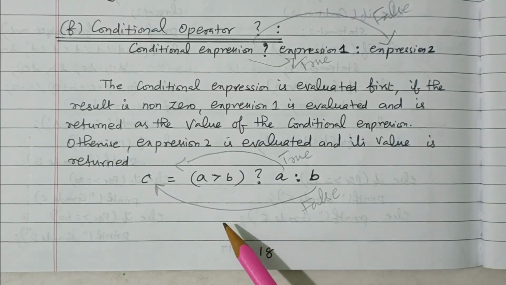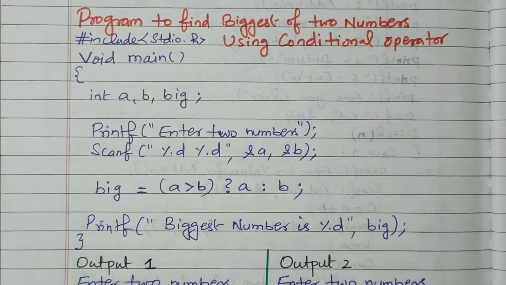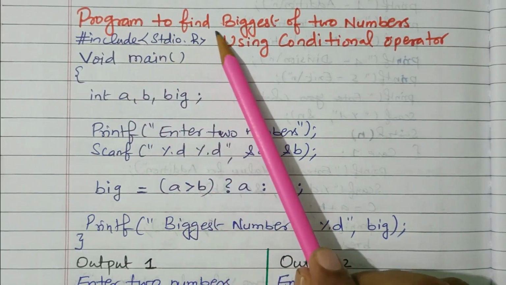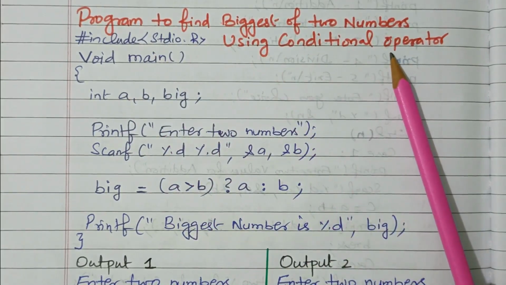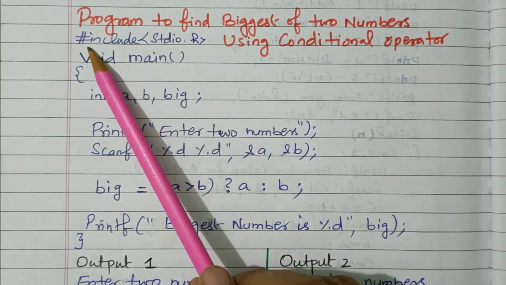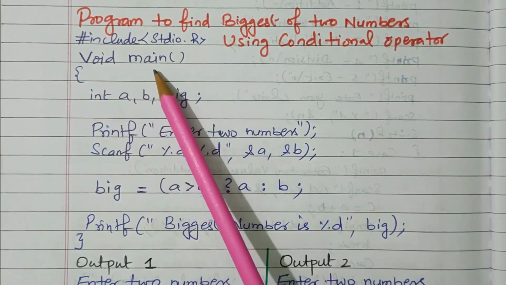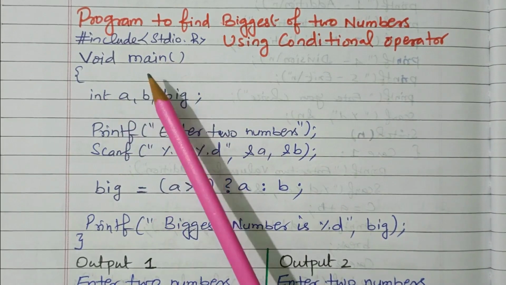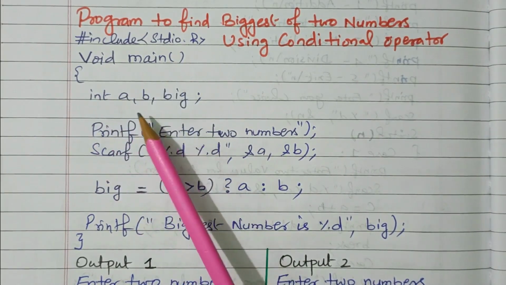Now we'll see the example program. We'll see two example programs so that we are able to understand, right? First we will see the biggest of two numbers using the conditional operator. Program to find the biggest of two numbers using the conditional operator. Two numbers are available, and we'll find which one is biggest. First we'll include the header file, include stdio.h, right? Then void main. Every program has the main function. Then open braces, integer a, b, big.